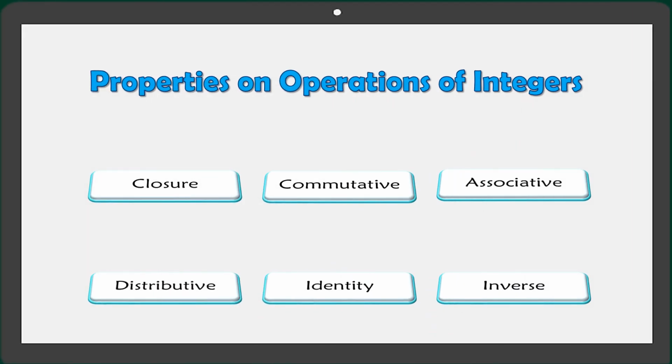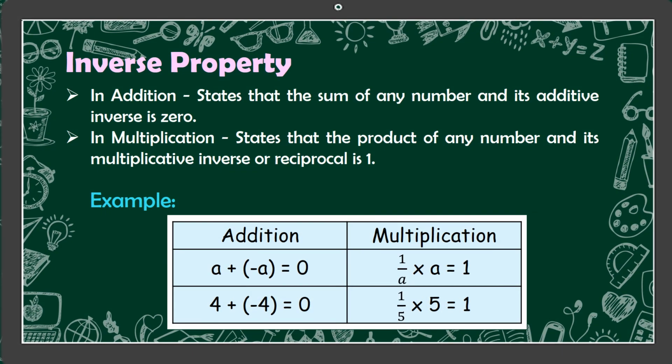Last, we have the inverse property. In addition, it states that the sum of any number and its additive inverse is 0. And in multiplication, it states that the product of any number and its multiplicative inverse or reciprocal is 1.